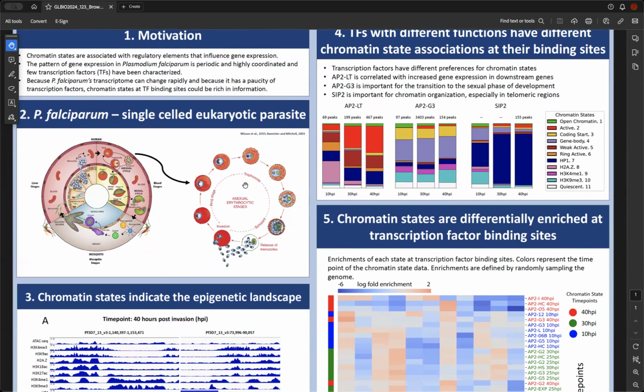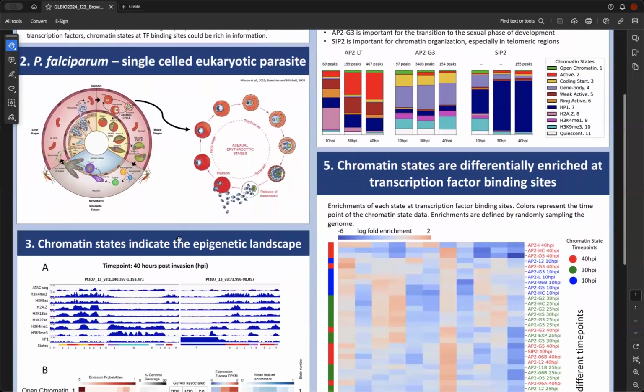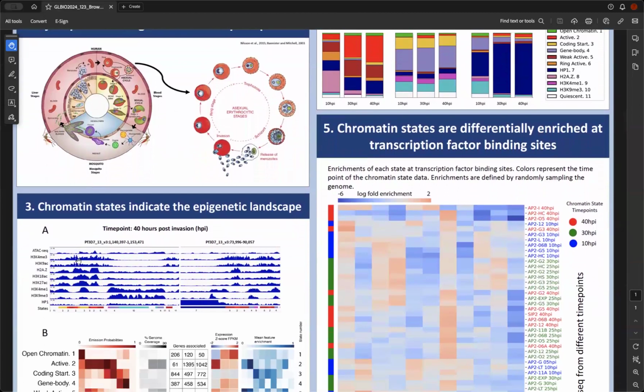This is broken up into three main parts: the ring stage, trophozoite stage, and schizont. This is important because I have data from all three of these stages. This is a 48-hour cycle. So my data for the ring stage is at like 10 hours post-invasion. I have data from 30 hours and 40 hours. And I'm making chromatin states from these data sets.